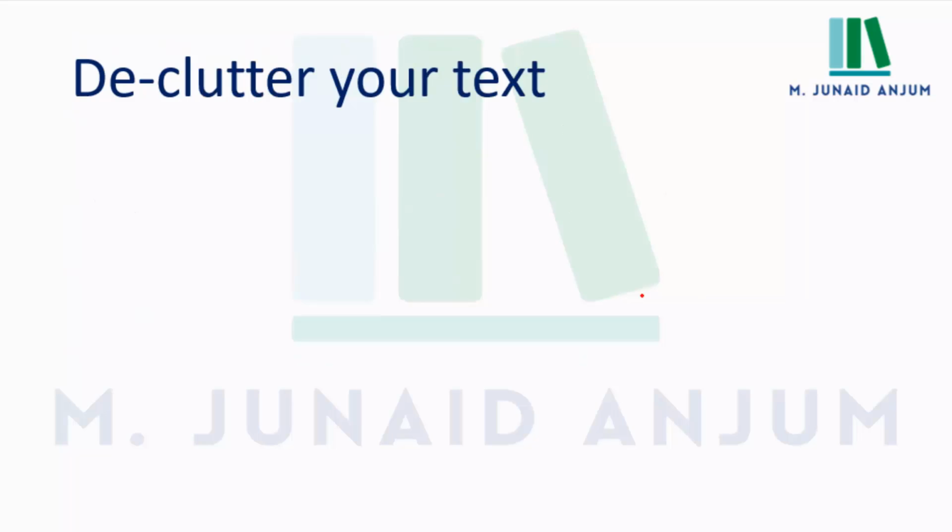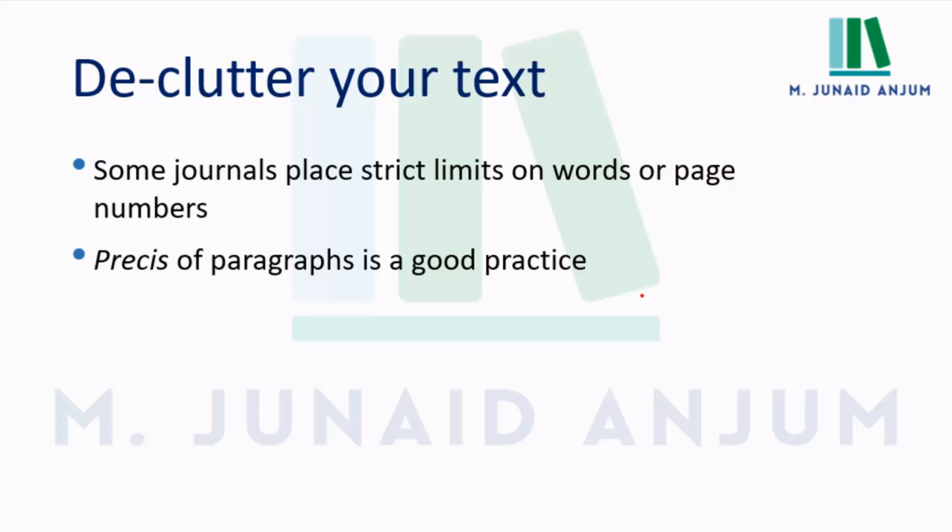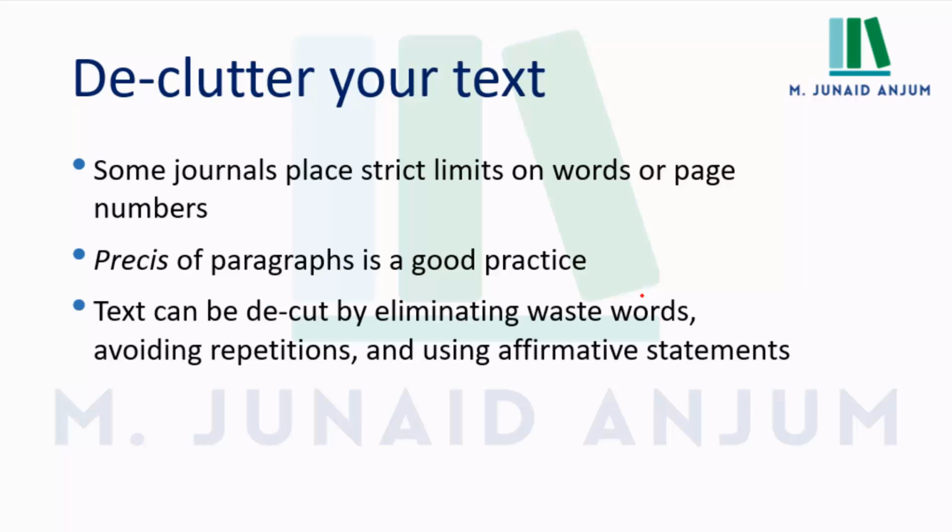The next thing is declutter your text. Some journals place strict limits on words or page numbers. I have seen many journals, for example, the Croatian Science, restrict you to write your abstract in just 100 words. In that scenario, you need to declutter your text, scan the important information from your text, and provide that information in a limited number of words, described in an engaging manner. A precis of paragraphs is a good practice. Text can be decluttered by eliminating waste words, avoiding repetition, and using affirmative statements.